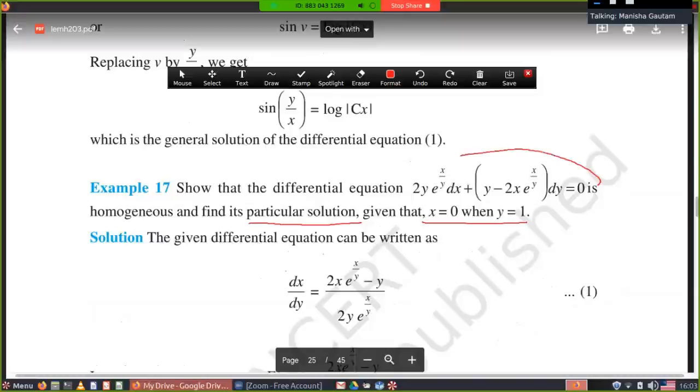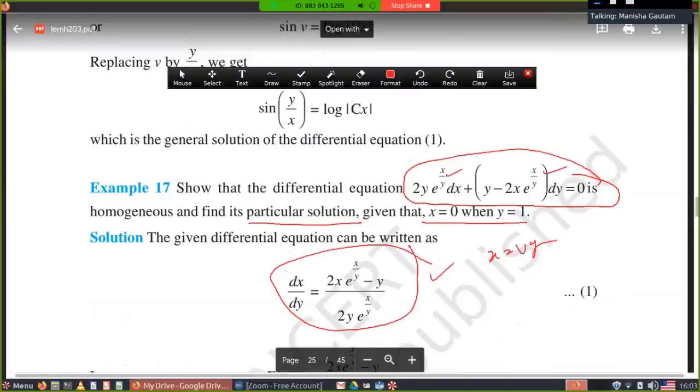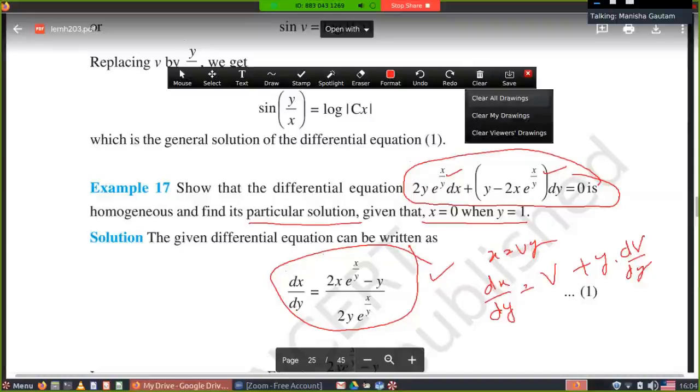Here you can see that the equation is in the form of x upon y. You can see x upon y in the power. It means the question can be done in the form of dx upon dy. From here you have to put what? x is equal to vy now. dx upon dy will be equal to v plus y into dv upon dy. It means whether the question is of dy upon dx or dx upon dy, you have to check first, then substitute and do it using the variable separable method.